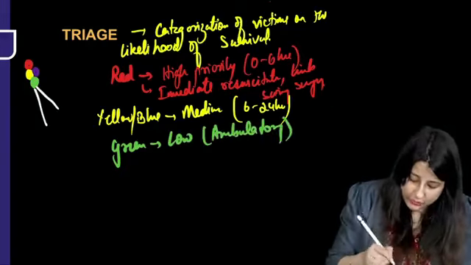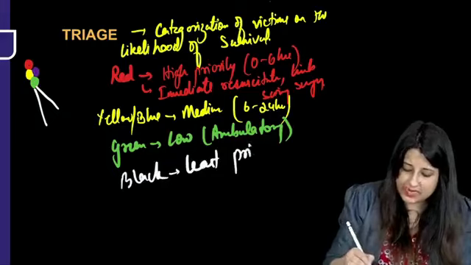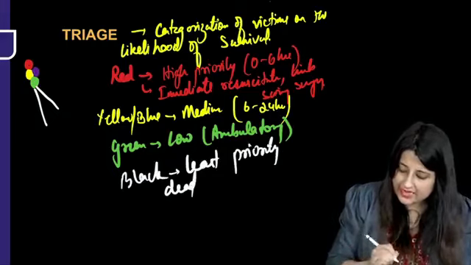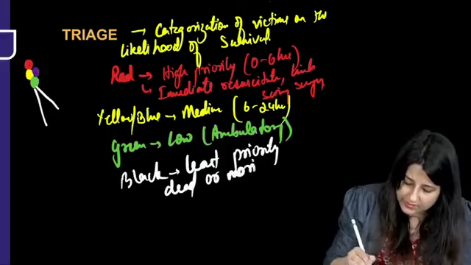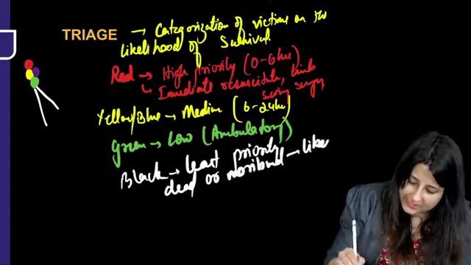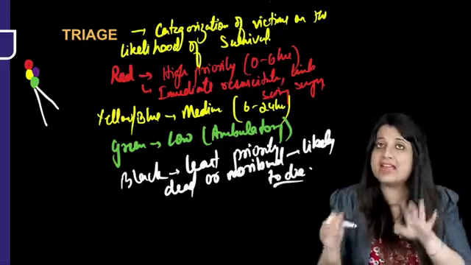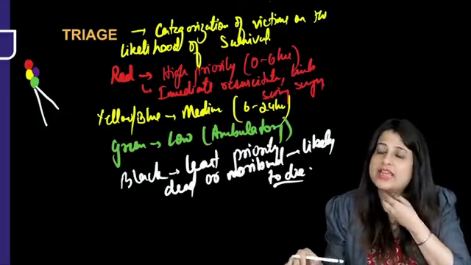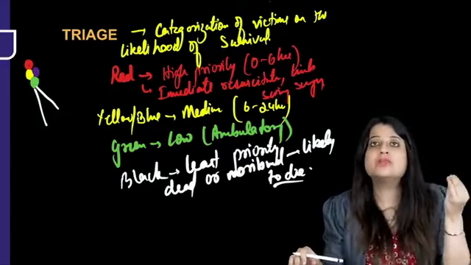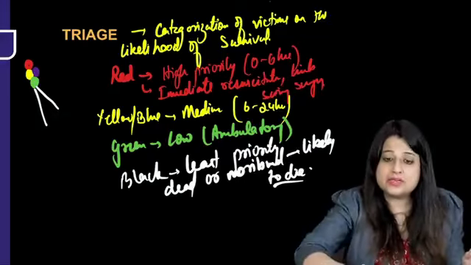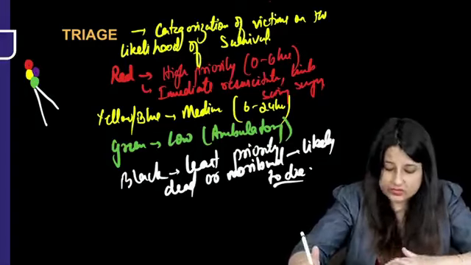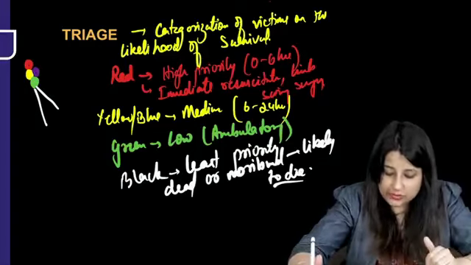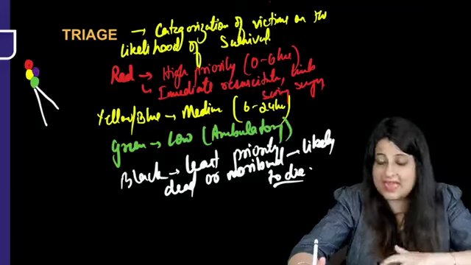And last but not the least, we have black color. Black is what? Least priority. Why? Because they are either dead or moribund. Moribund means they are likely to die. Now, should we as doctors let a person die? In case of disaster, we have to, because we might have scarcity of resources. So any person who has more chance of his life being saved, we will cater to them first. So that is what triage is. Please remember, according to our standard books, it is high, medium, low and least priority.